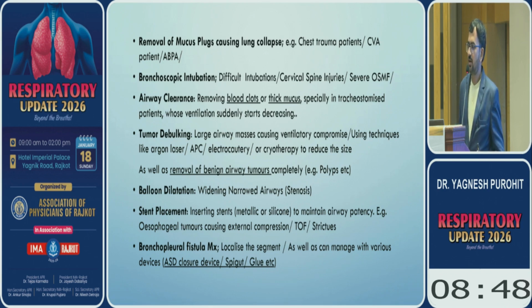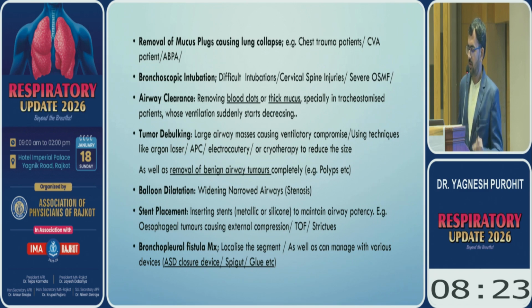Then airway clearance, removing the blood clots or thick mucus, especially in tracheostomized patients when suddenly they start desaturating. Sometimes there may be a local aggregation of these clots or mucus, which we can remove easily. Then tumor debulking, large airway masses causing ventilatory compromise, we can debulk them using various lasers or cryotherapies. In cases of benign tumors, we can remove them totally using therapeutic bronchoscopy.